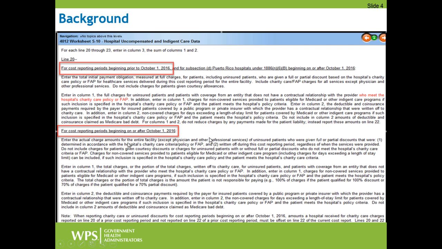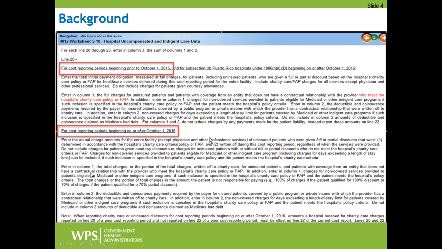But for the current year, the cost report periods beginning on or after 10/1/16, these are the actual charity care approved amounts only. And again, we're going to see this later. But for those charges reported on line 20, now we're just talking about the amount that was actually approved for charity care. And as a result, the payments that get reported on line 22 only need to be actual payments, not expected payments or other patient liability, just the actual payments from that patient for the amount that they were written off for charity care. So we'll see an example of that later and what that really means.